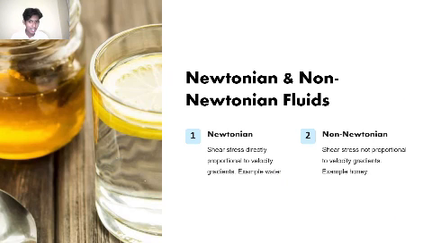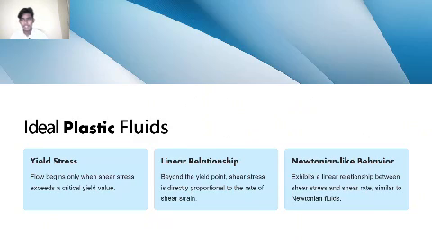Next is Newtonian and non-Newtonian fluids. In Newtonian fluid, shear stress is directly proportional to velocity gradient. In non-Newtonian fluid, shear stress is not proportional to velocity gradient. Water is an example of Newtonian fluid, and honey is an example of non-Newtonian fluid.